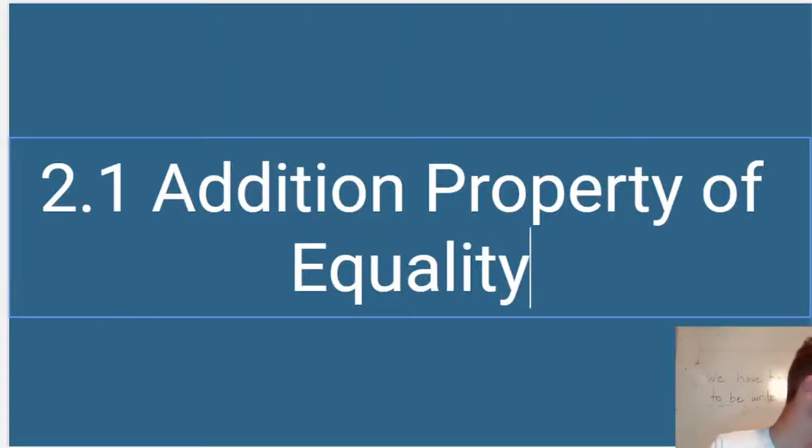New chapter, Chapter 2, Lesson 1, 2.1, Addition Property of Equality. So it's kind of going to be a review of some algebra concepts I've already taught y'all, but it's also going to use some of the identity and inverse properties I just taught y'all in lesson 1.10. So if you need to review that, you can. Otherwise, you should be able to pick it up pretty quickly.